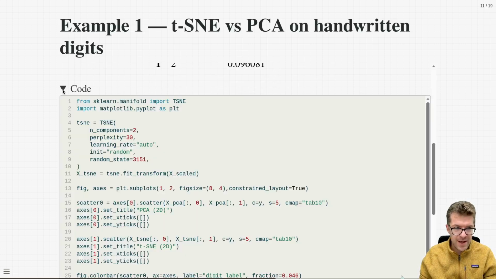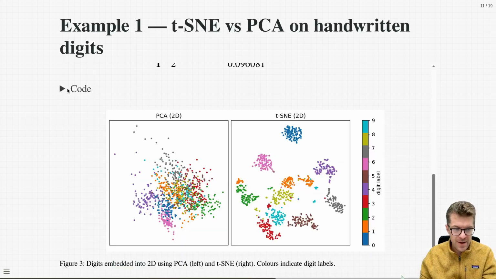Nothing very fancy. Here I'm calling sklearn manifold, and I'm importing t-SNE, and I'm just calling it. It's a very simple function. I have 2 components. My perplexity hyperparameter I'm setting to 30. The learning rate will be automatic. The initialization will be random. You can change this to PCA, and my random state is provided. And the net result is this little visualization here.